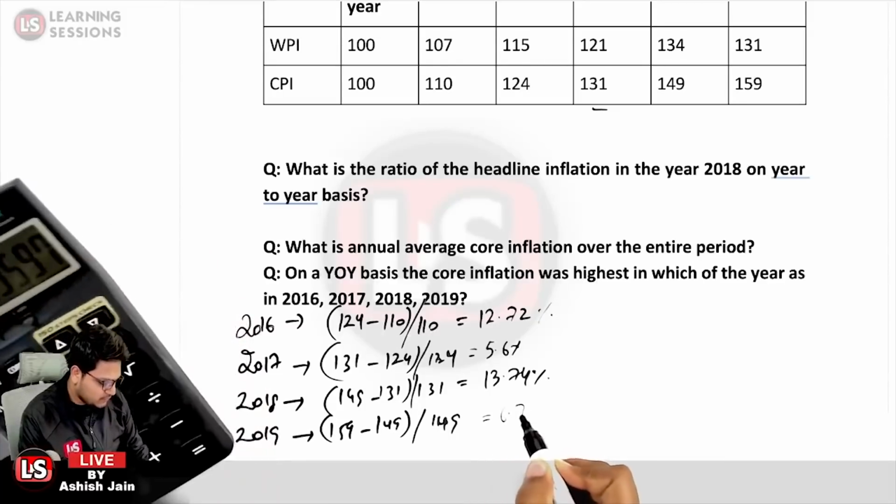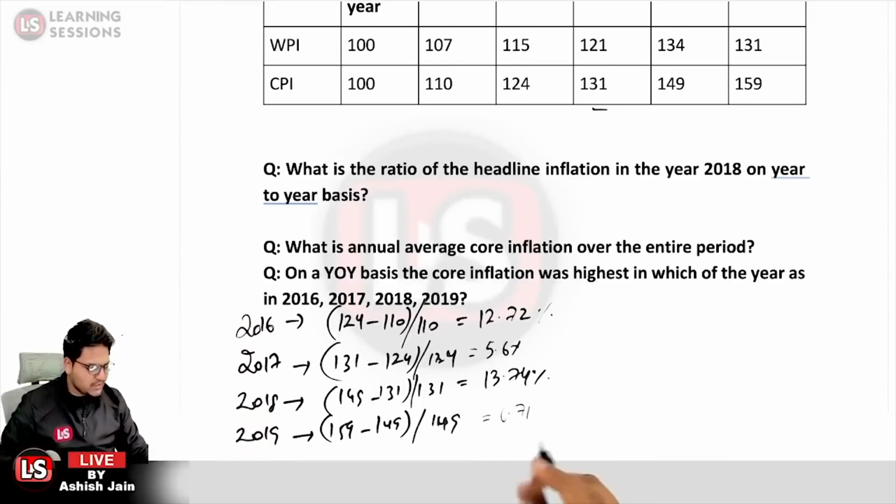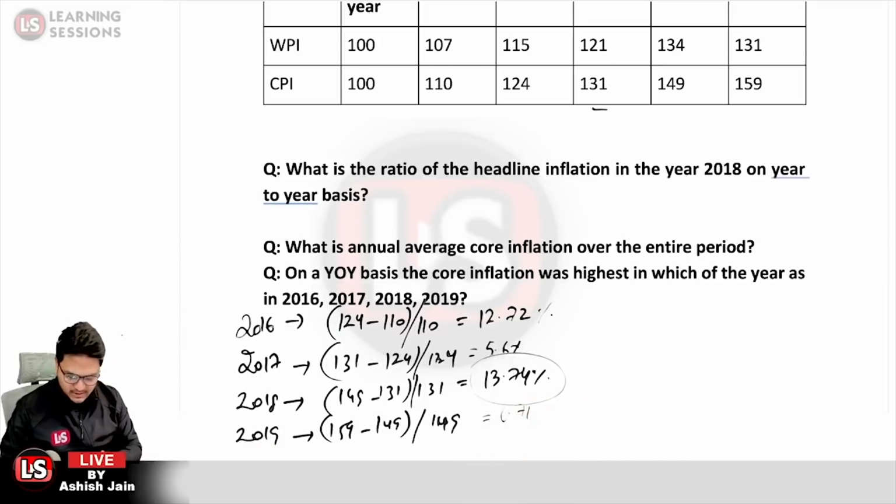So clearly, for the year 2018, this one was the highest, and that would be all related to this particular case study.